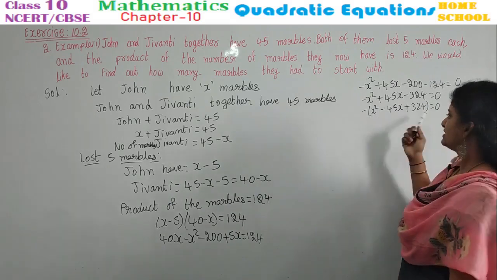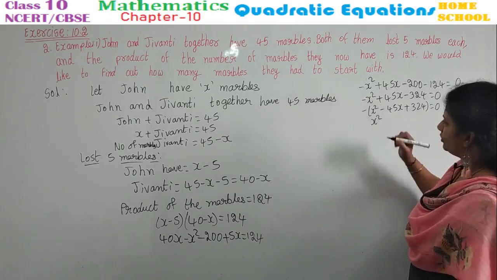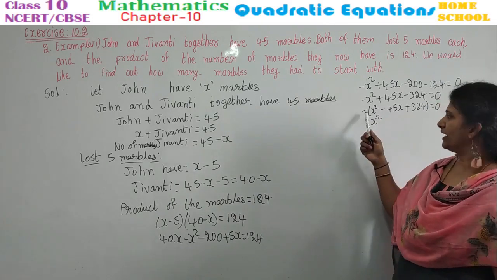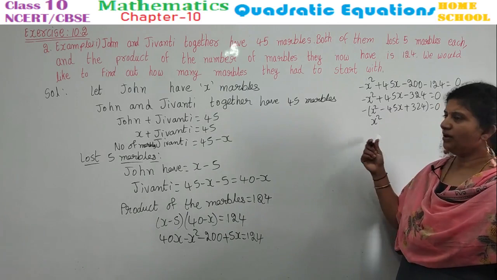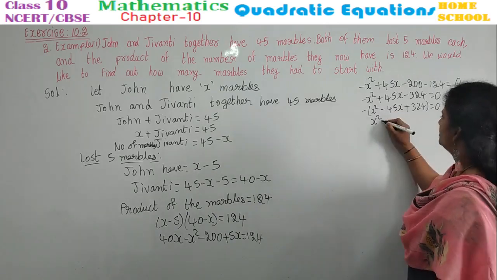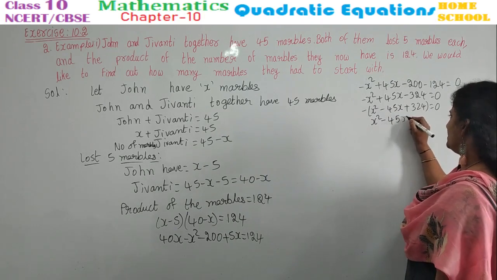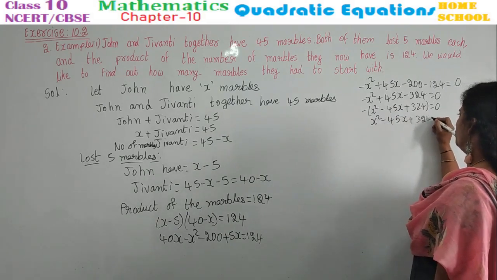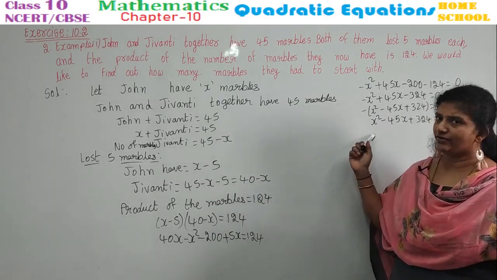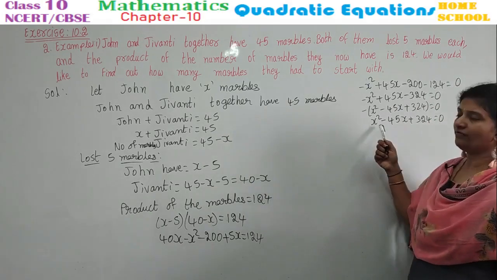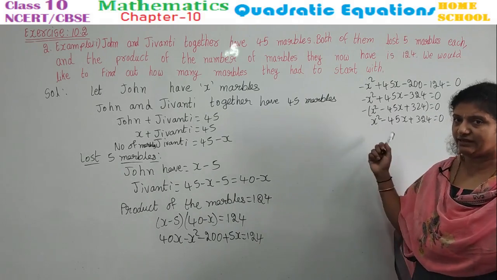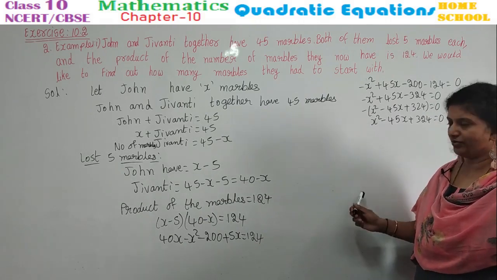Now remove this minus sign. How to remove, children? If you send this minus 1 to the other side, divide, then minus sign will be vanished. x square minus 45x plus 324 is equal to 0. Now from here, direct factorization method you can go. How to do factorization? Coefficient of x square and constant multiply, then split the middle term and then factorize.